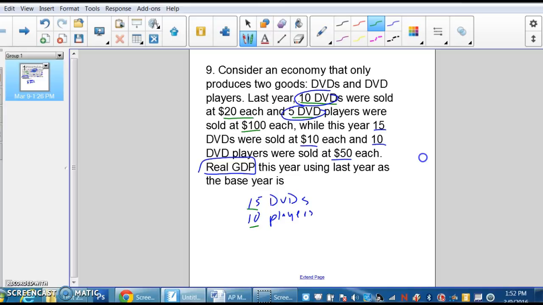What were the base year prices? Well, last year is the base year, and last year DVDs cost 20 bucks a piece, and the players cost $100 a piece. So there you go. We now have last year's prices, the base year prices. Now 15 times 20 is going to be, I can't do math now, 300. And 10 times 100 is going to be 1,000. So the answer is 1,300.